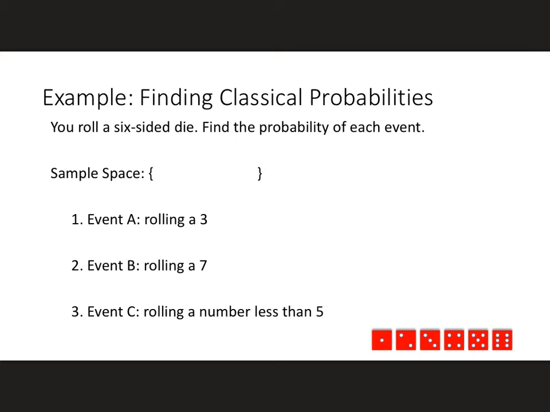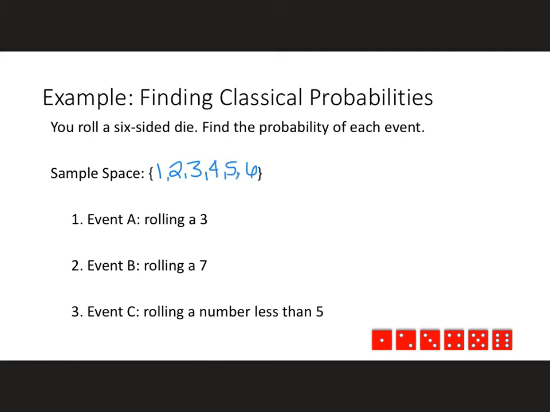So we have a 6-sided die. You can see a picture down in the right-hand corner. You roll a 6-sided die. You're going to find the probability of each event. So first, what is our sample space? Okay, so that means what is every event that I could get? I could get a 1, a 2, a 3, 4, 5, or 6.